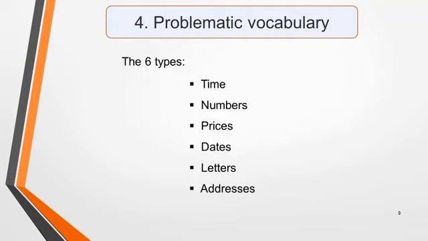There are 6 types of vocabulary that can cause particular problems for students in the listening test, and some of them will definitely be present in form completion questions, as we've just seen. The 6 types are time, numbers, prices, dates, letters and addresses. You must be able to recognise them in speech and to write them correctly in your answers. I've written a whole lesson on this topic, including 8 listening exercises to help you recognise and learn these types of vocabulary. I put a link to it in the notes below this video.